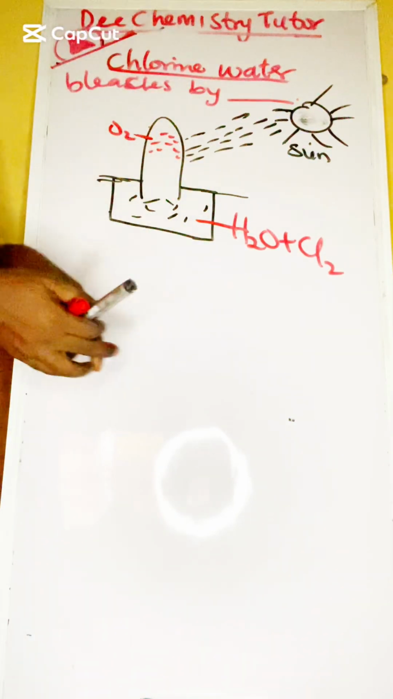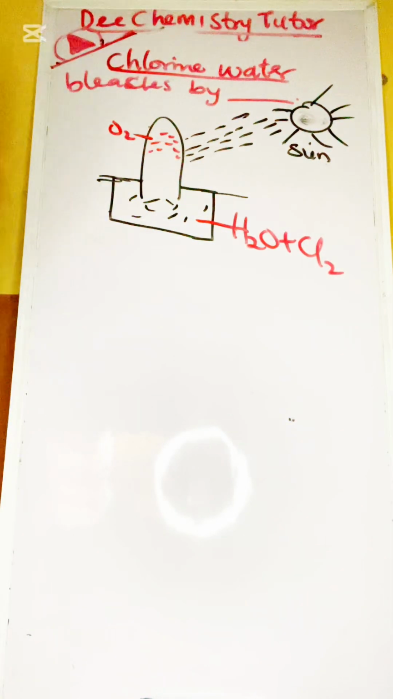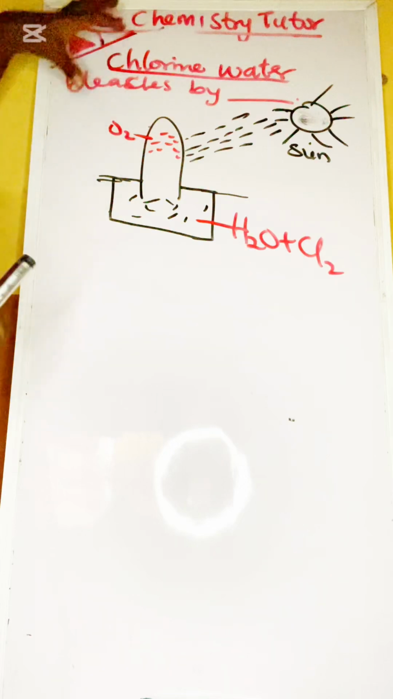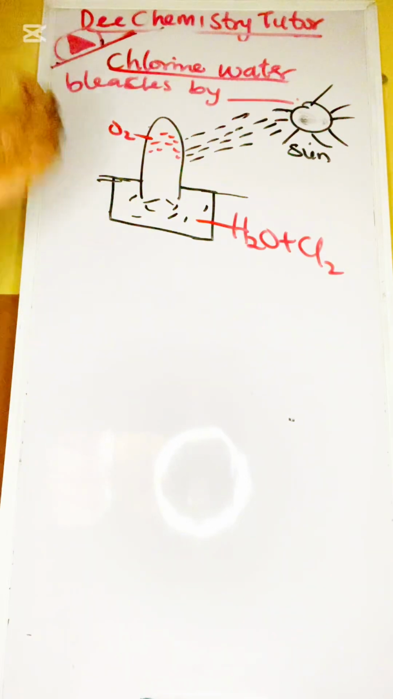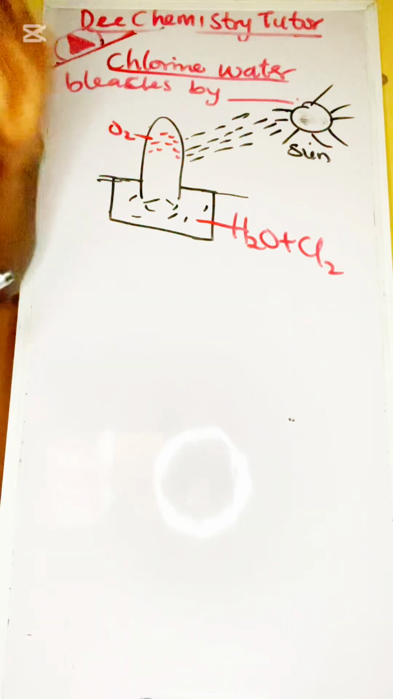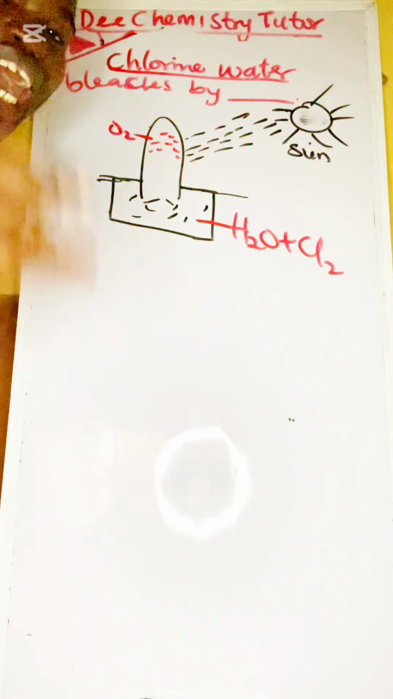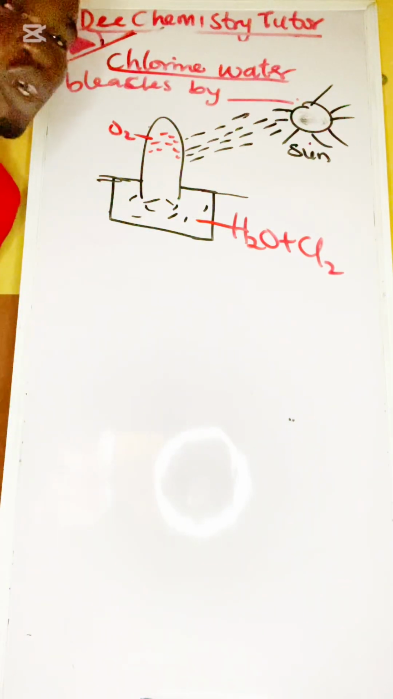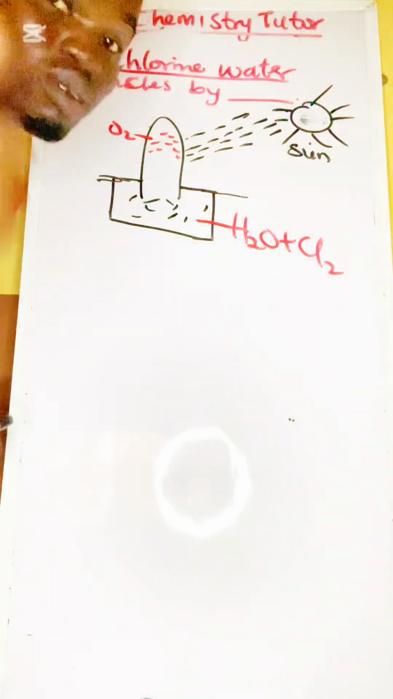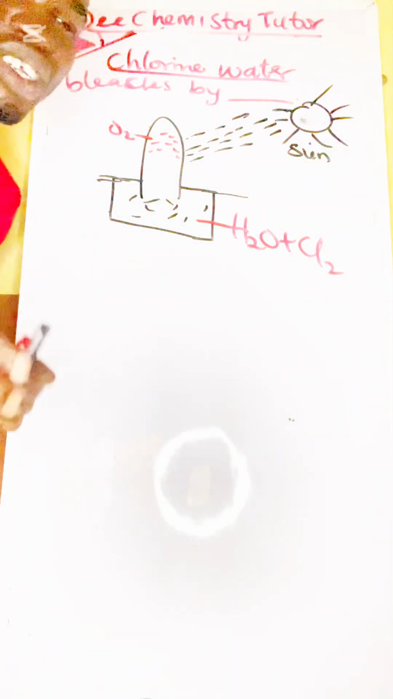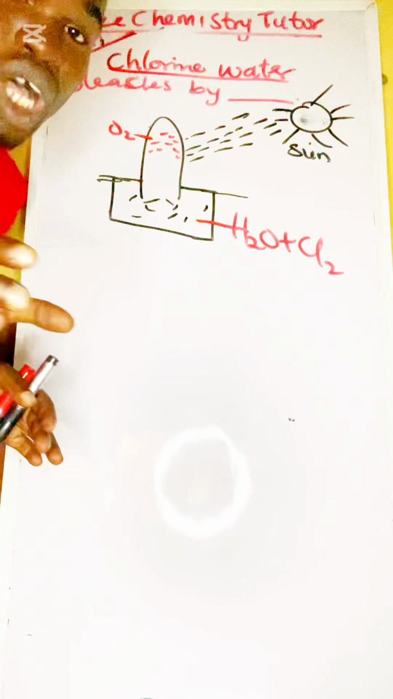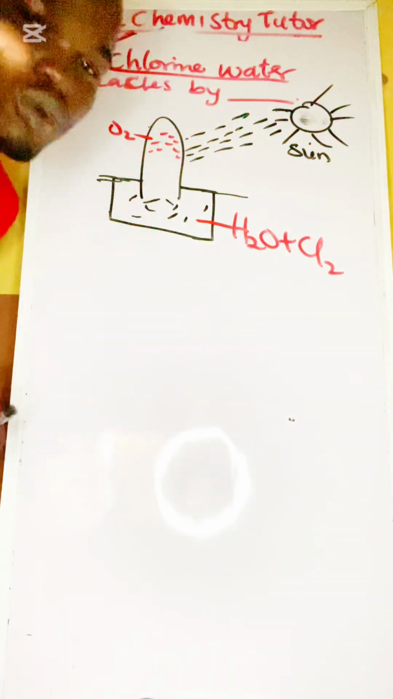All right, imagine you see a question like this: chlorine water bleaches by dash. Very simple question. I'm not just going to answer this question because you need to understand the concept of bleaching and that hypo that you use to wash your clothes at home. It's called hypochlorous acid. That hypochlorous is an old name, anyways. So they just say hypo, but it means hypochlorous acid.